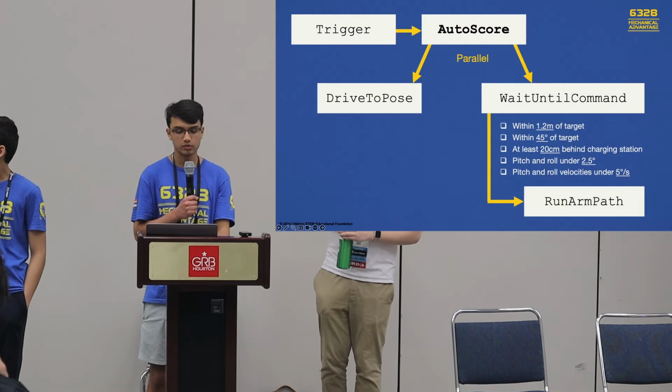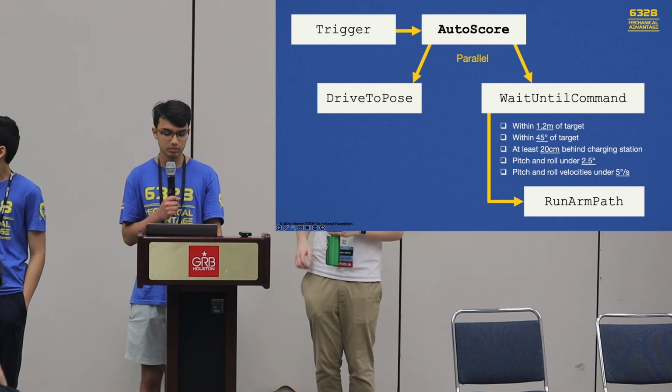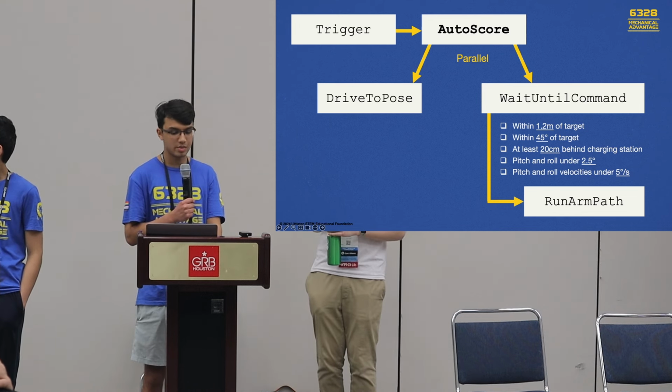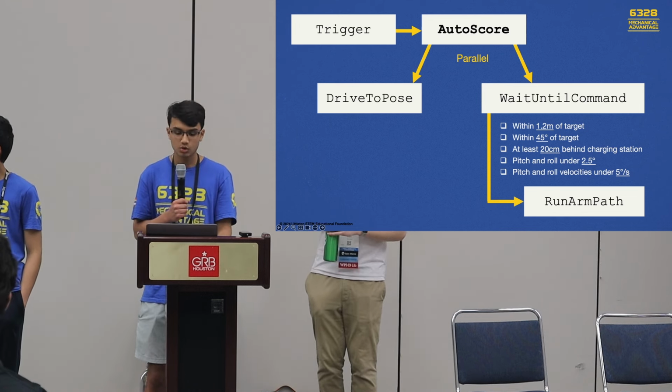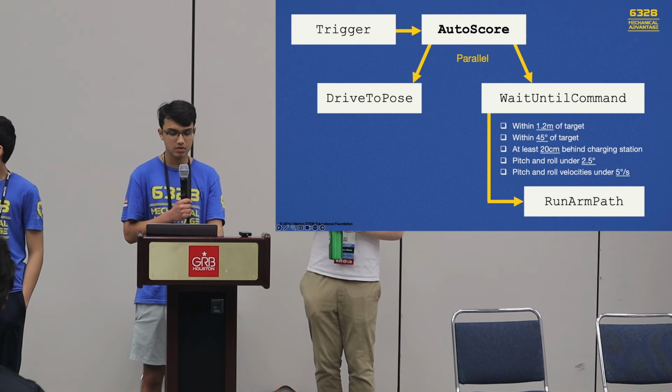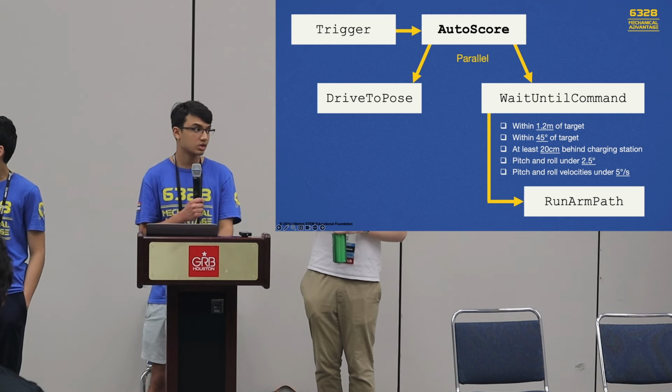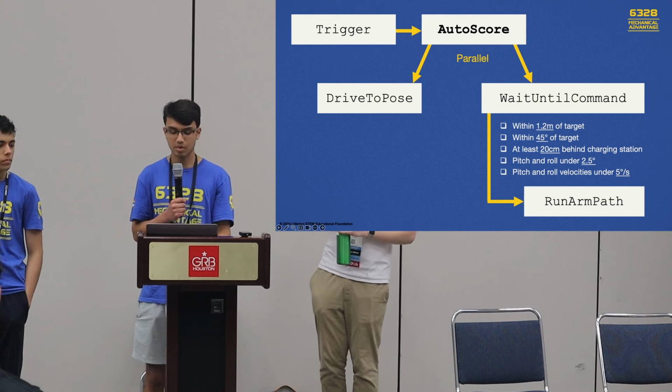Here's a simplified flowchart of how our autoscoring command works. The trigger launches the autoscore command, which then launches two parallel commands: drive to post, which immediately takes over the drive, and wait until command, which waits for a set of conditions to pass and then starts the arm path.